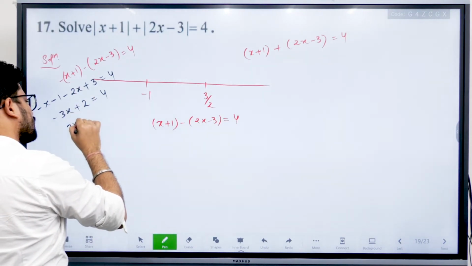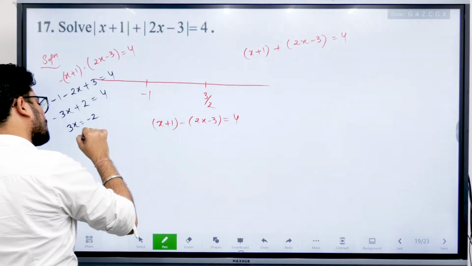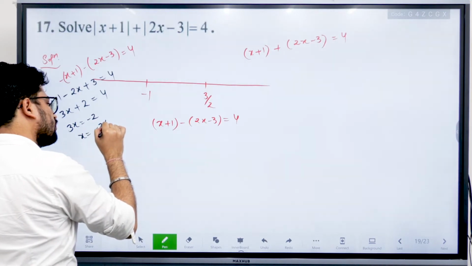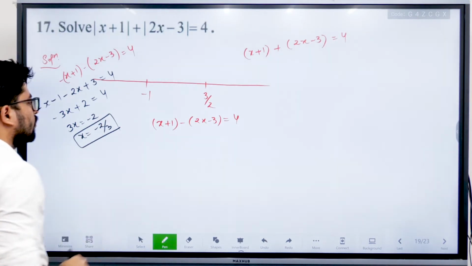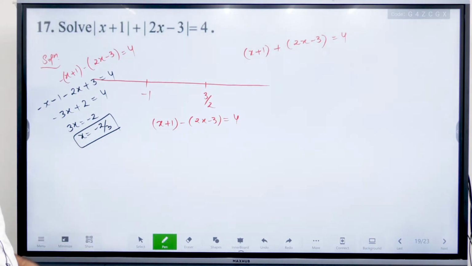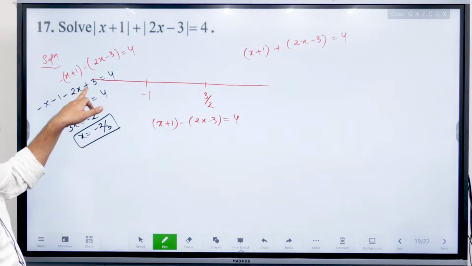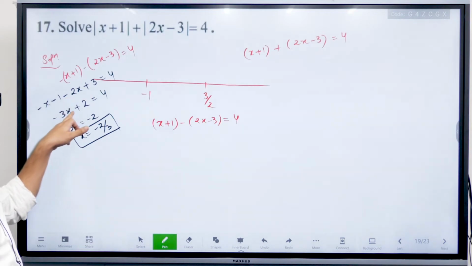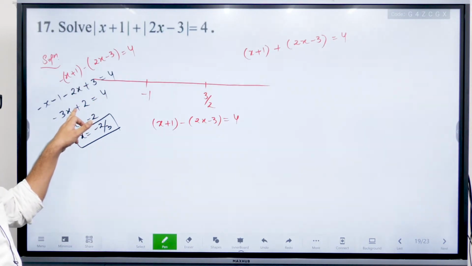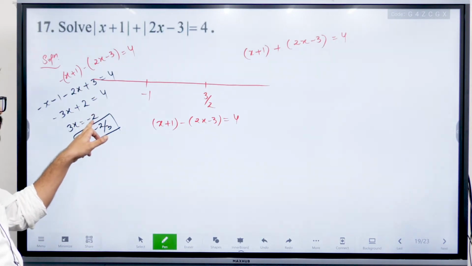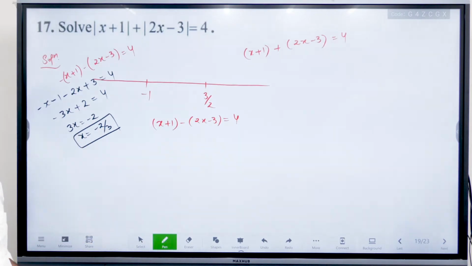When you simplify, you will get minus 3x plus 2 is equal to 4. So 3x is equal to minus 2. So x is equal to minus 2 by 3. Yes, minus x minus 1 minus 2x plus 3. When you simplify, minus 3x plus 2 is equal to 4. So 3x is 2 minus 4, which is minus 2. x is equal to minus 2 by 3.